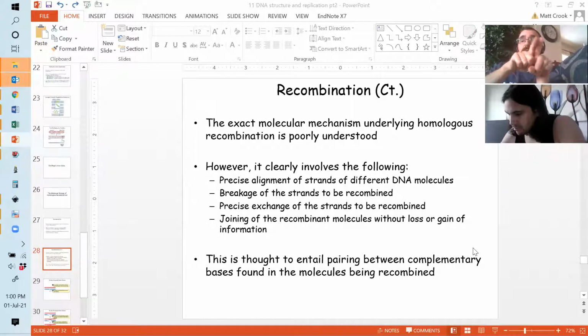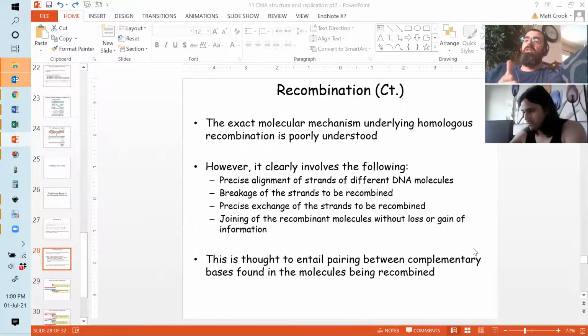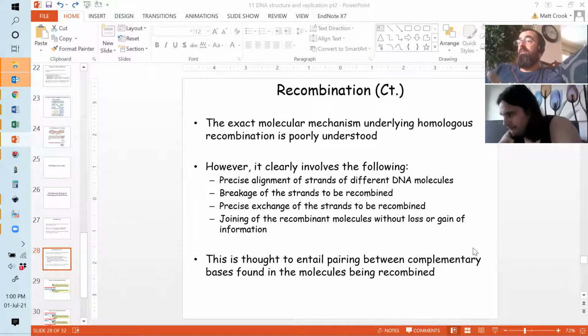And then, if a double-stranded break doesn't already exist, you have to induce one, right? So you have to break the DNA and then you do a whole bunch of funky stuff. And at the end, what you want is two molecules, which are most likely going to be recombinant, but don't have to be, which have not lost or gained any information. So they're kind of perfect repairs, essentially.